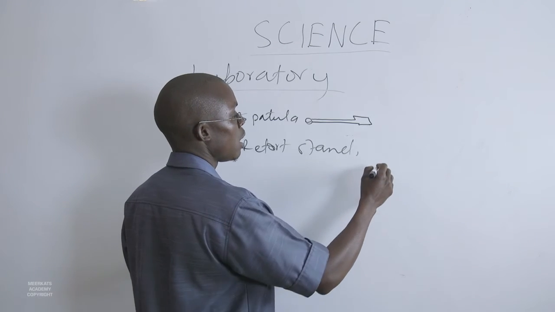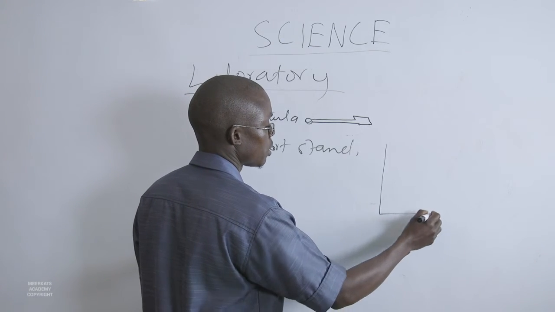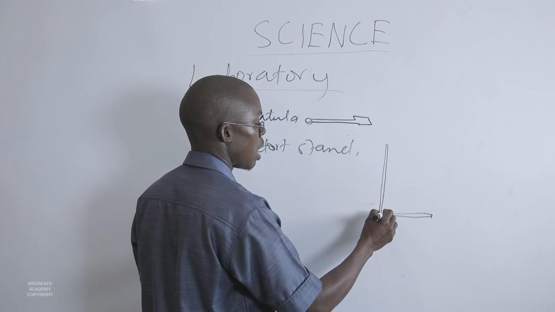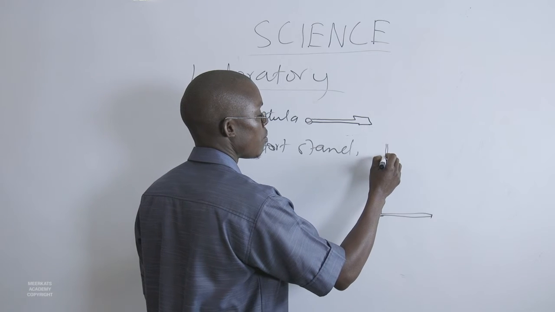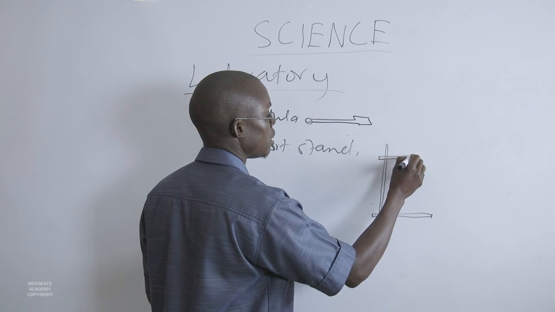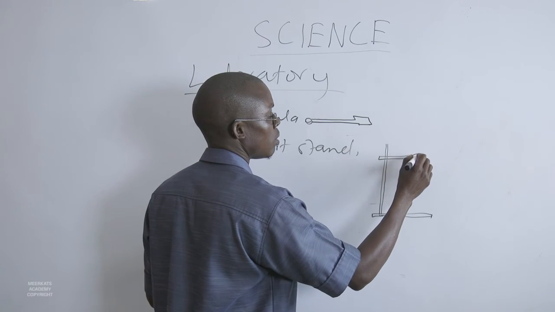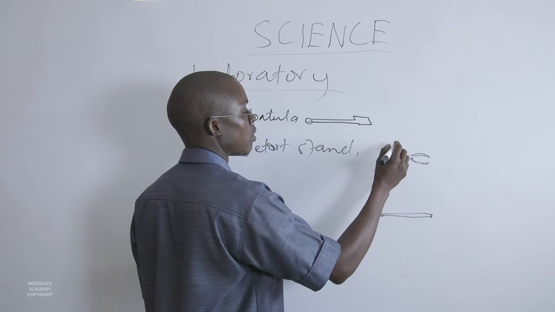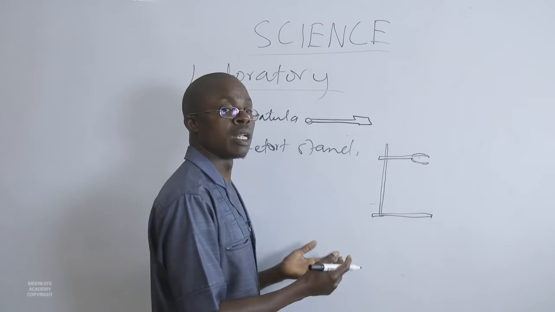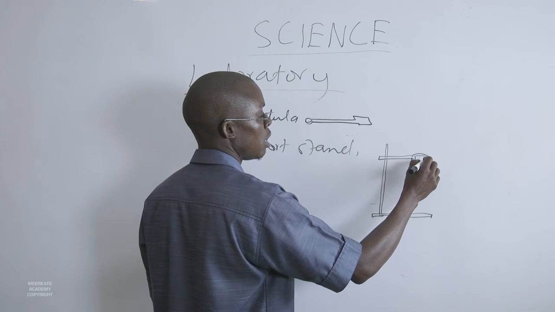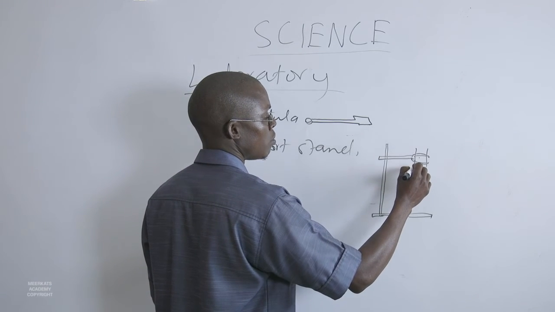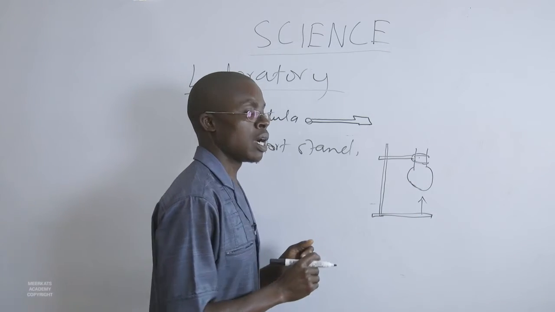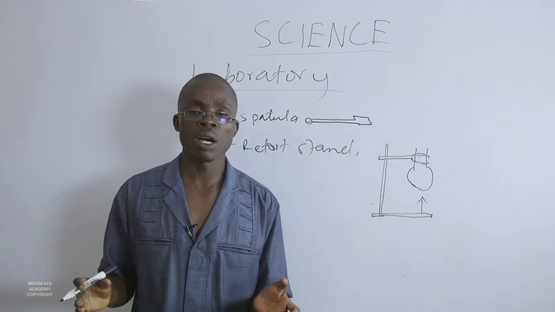The retort stand has a base, then a rod onto which a clamp is attached, and this clamp has a boss where you can now fix any material you want. You can fix here even that round bottomed flask as you are doing your heating at that particular point for as long as you want.